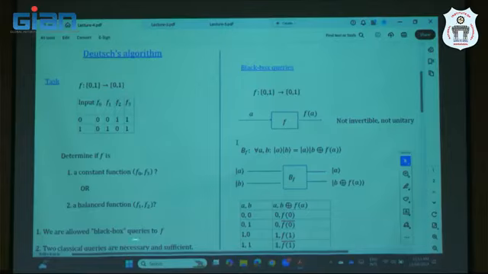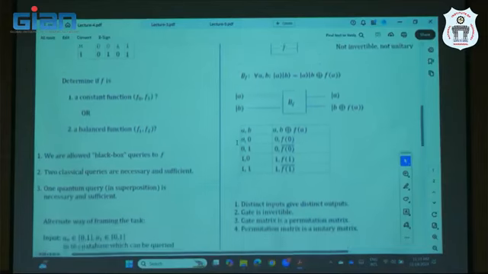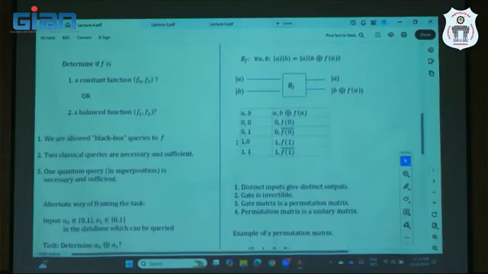And we are saying we are allowed black box queries to f. This is the black box query. As we have seen, 2 classical queries are necessary and sufficient, correct? 2 classical queries are necessary, they are also sufficient. 1 quantum query in superposition is necessary and sufficient. We cannot do with 0 queries. Agree? 1 query will be needed, but that is sufficient.